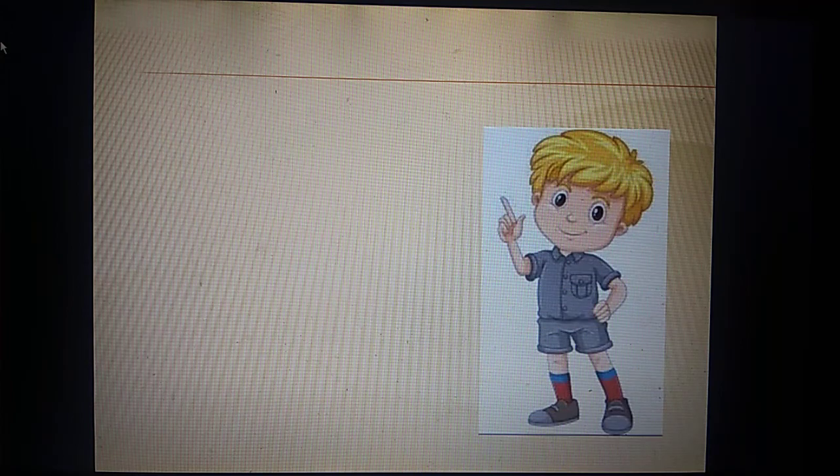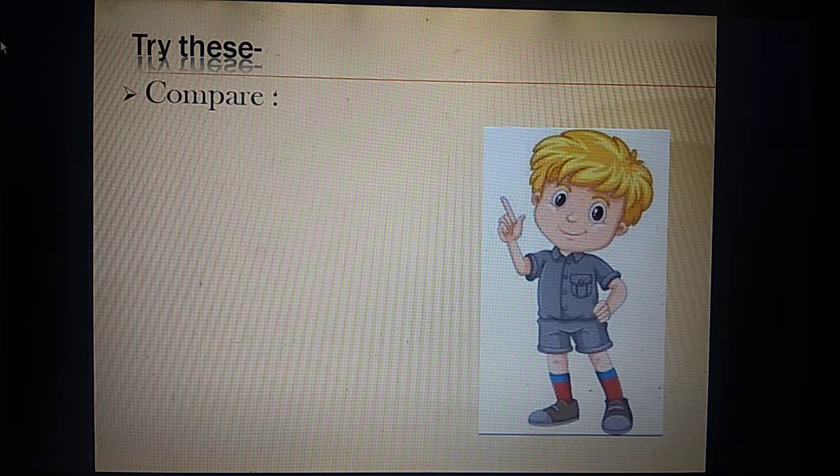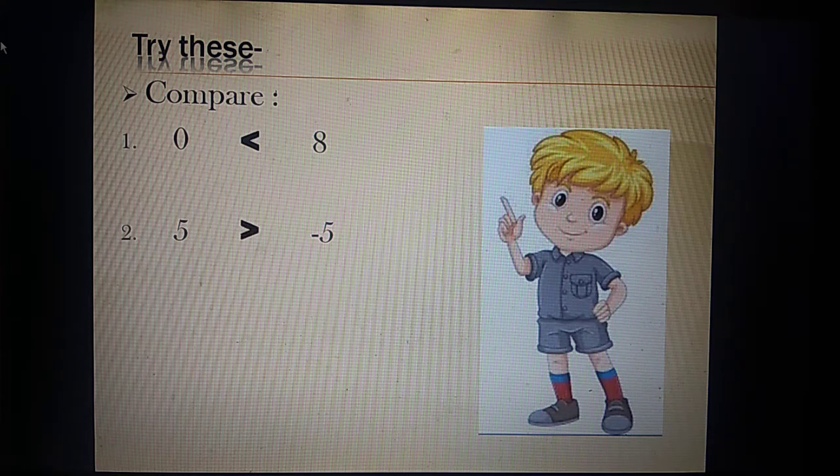Now, let's try this. We are supposed to compare 0 and 8. Yes, 8 is greater. 8 is positive and it is greater than 0. Next, 5 and minus 5. Here we can see one integer is positive, one is negative. So, which one is greater? Positive. Next, one is negative, one is 0. As I already told you, 0 is always greater than the negative integers. So, 0 is greater here.